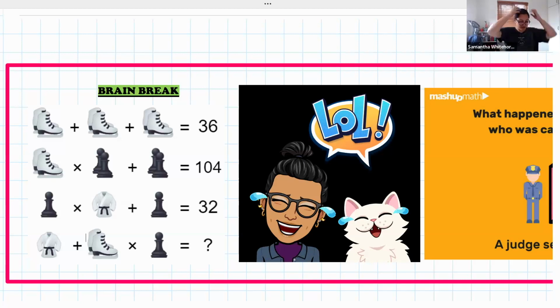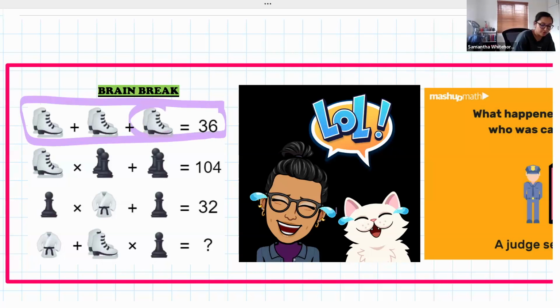But like I said, what we're trying to do is figure out what value the skates have in order to get 36. So if you're going to add 3 of the same number, we have to get 36. So what 3 same numbers do we add together to get 36? So I'm talking about this first equation here. You've got 3 of the same thing that you're adding. So what 3 identical numbers do you add together in order to get 36?